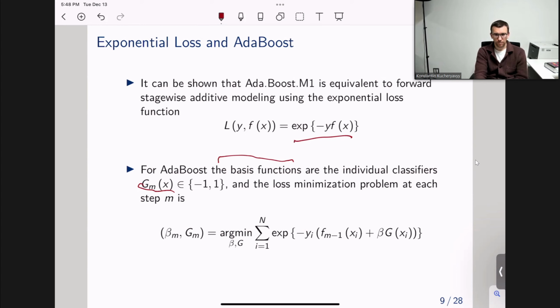Then we can show, it's not obvious, but we can show that what is happening at each stage of AdaBoost is solving this optimization problem. And so AdaBoost can be viewed as a particular example of stagewise modeling, where we are minimizing this function. This is not obvious, and this needs a proof.